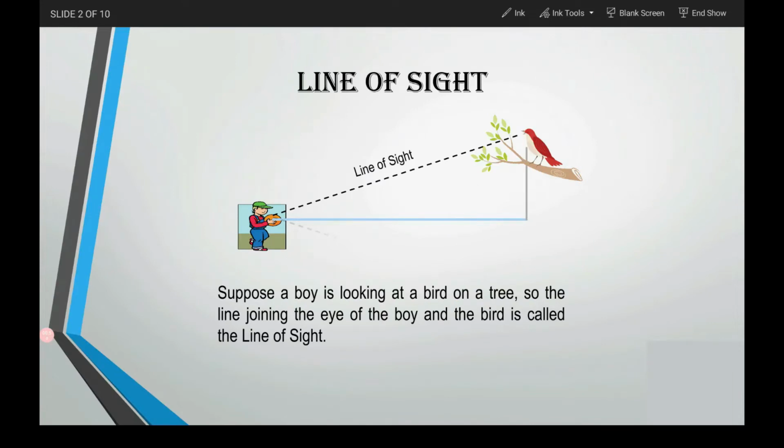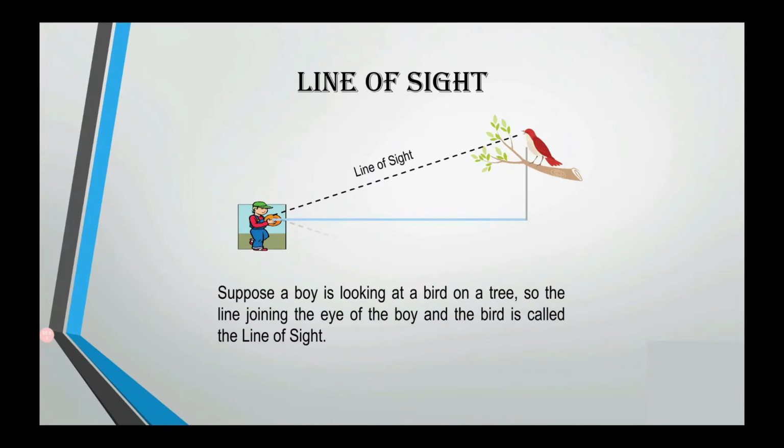Line of sight. Suppose a boy is over here and he's looking at a bird on a tree. The boy's eyes meeting that of the bird forms a line of sight.